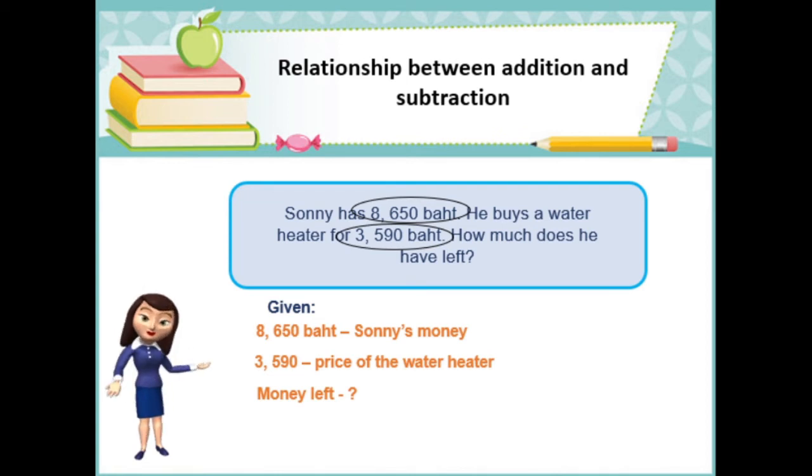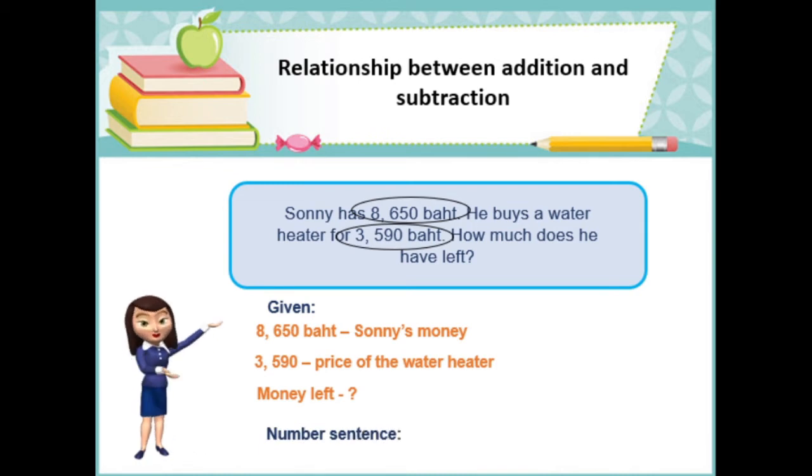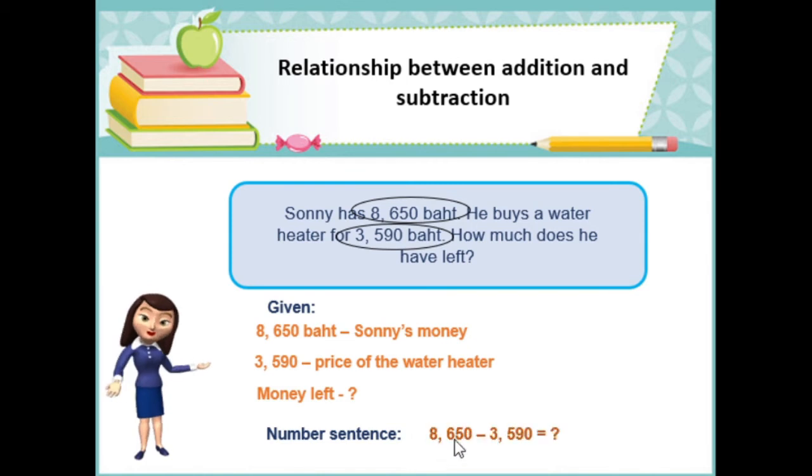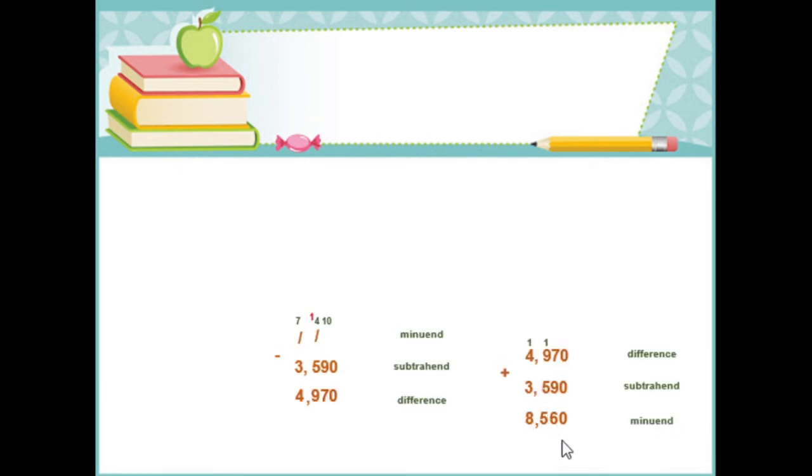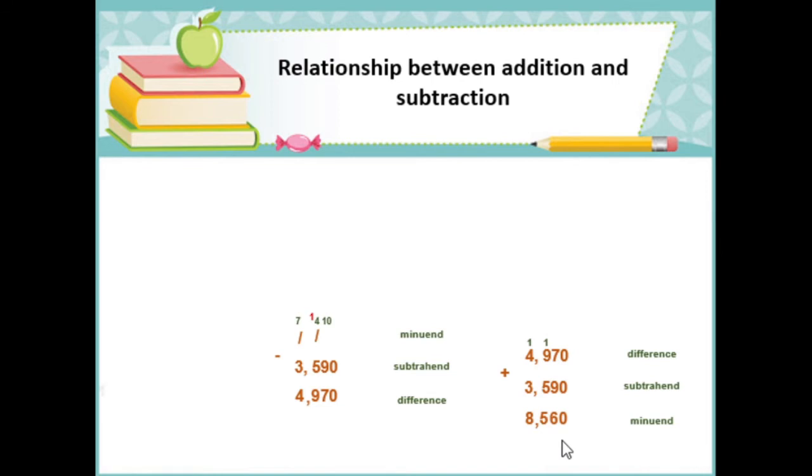So what are you going to do? Of course, our number sentence, since we are tasked to know how much he has left, is subtraction. That's 8,650 minus 3,590. Let's check.